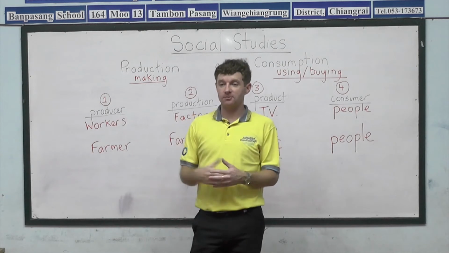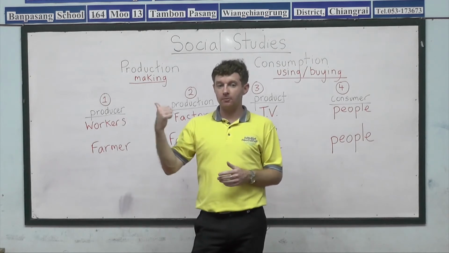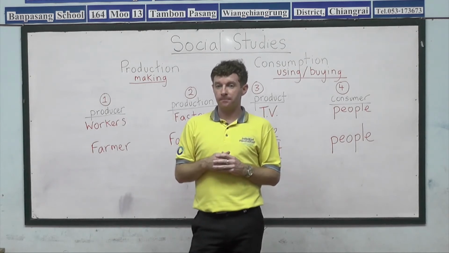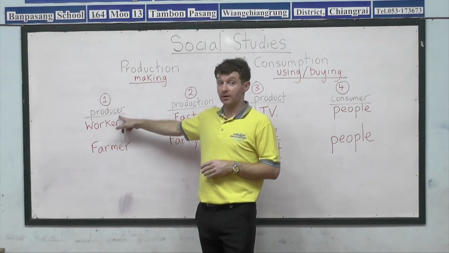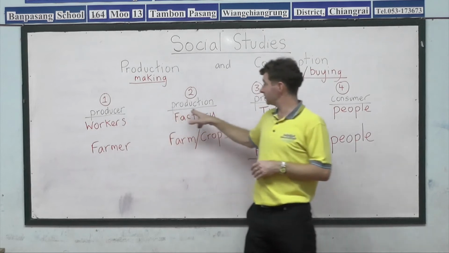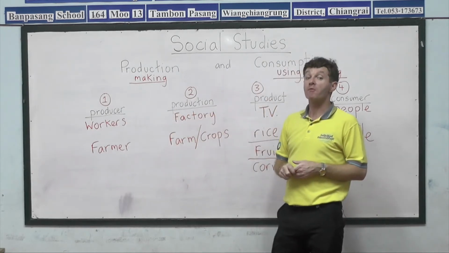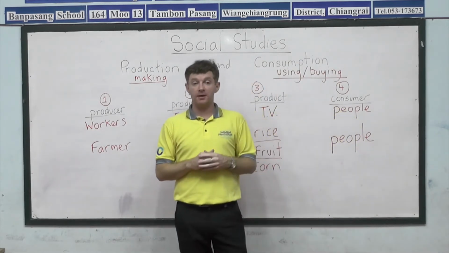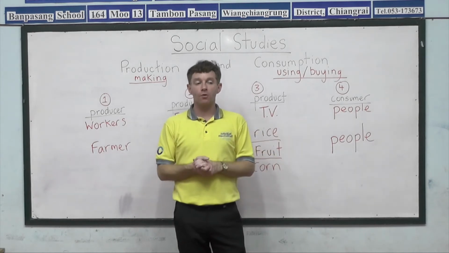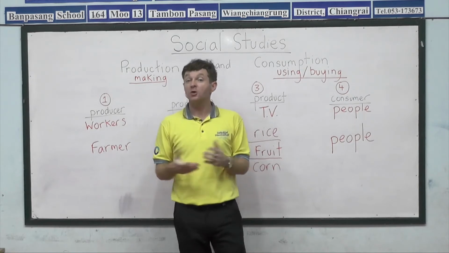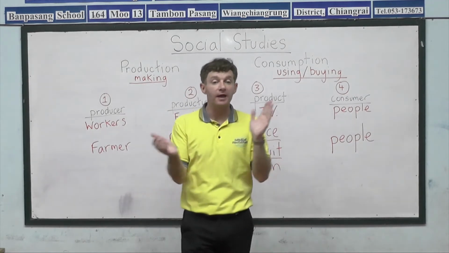How many stages? Stage number 1. Producer. Stage number 2. Production. Stage number 3. Product, the thing that's made. And stage number 4. Consumer. Usually people. So well done, guys. Well remembered.